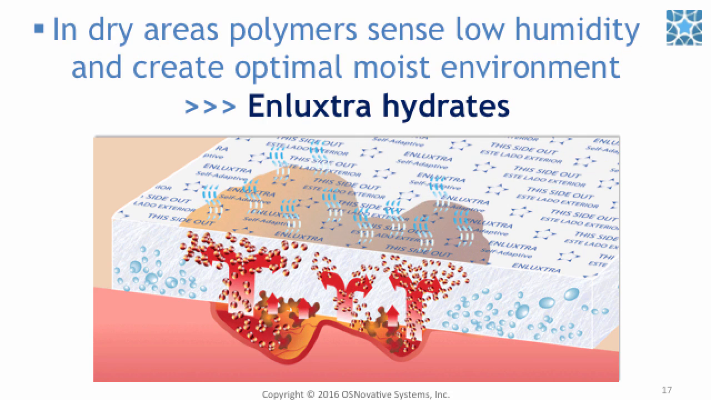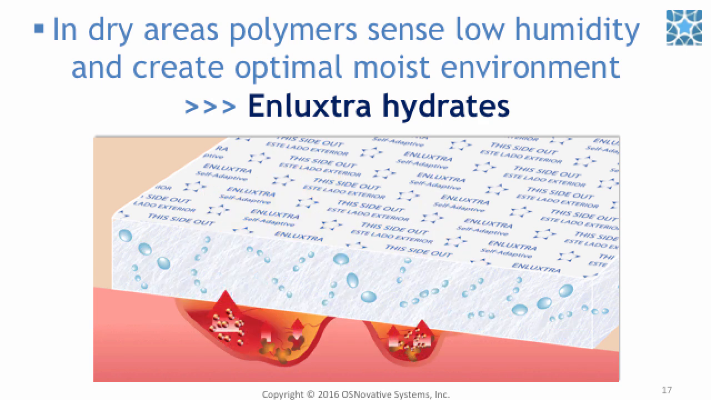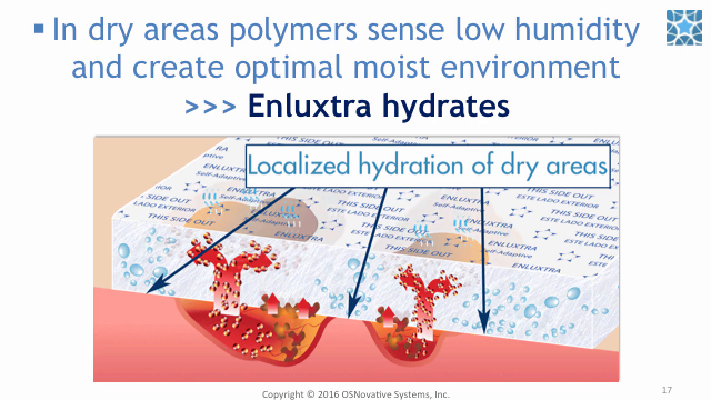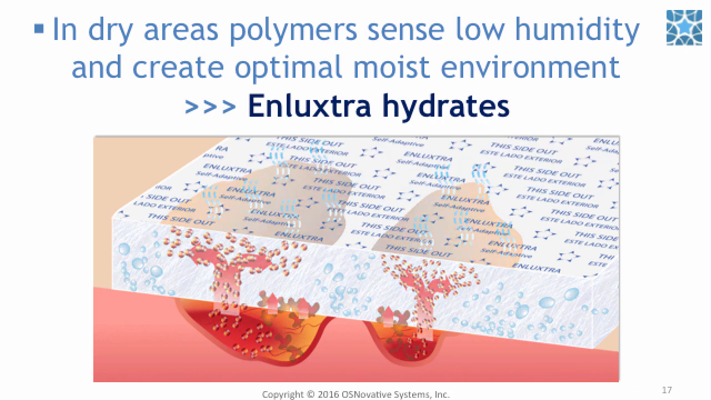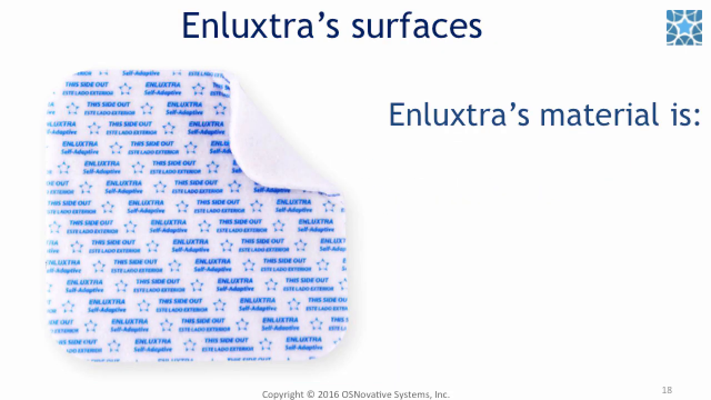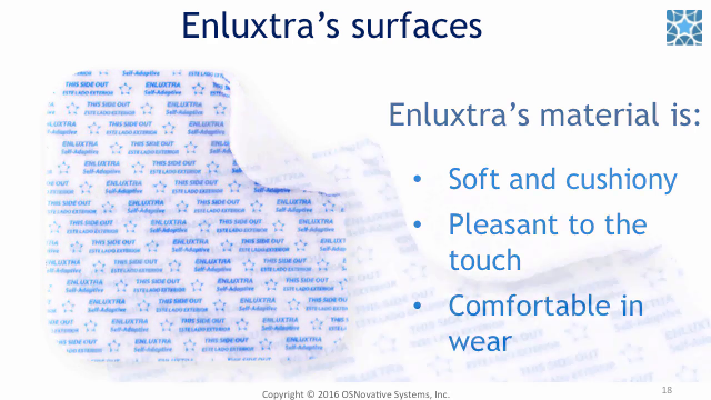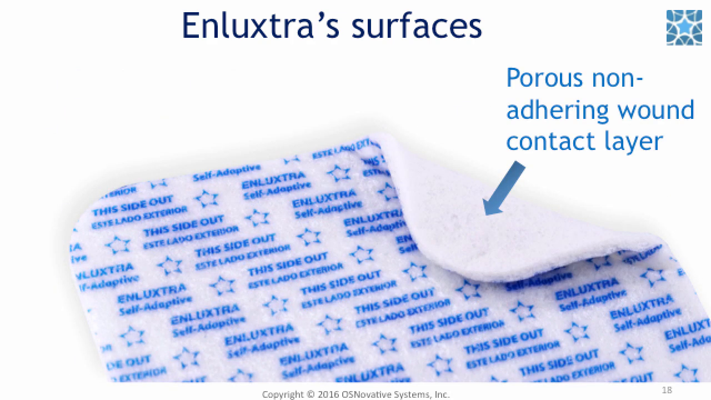In dry areas, polymers sense low humidity and start optimally hydrating, maintaining continuous moisture balance, and creating an optimal moist wound microenvironment. This is what Enluxtra looks like. Its material is soft, cushiony, pleasant to the touch, and very comfortable in wear. The surface that faces the wound is porous and non-adhering. Patients report soothing and cooling sensations the moment Enluxtra is applied.